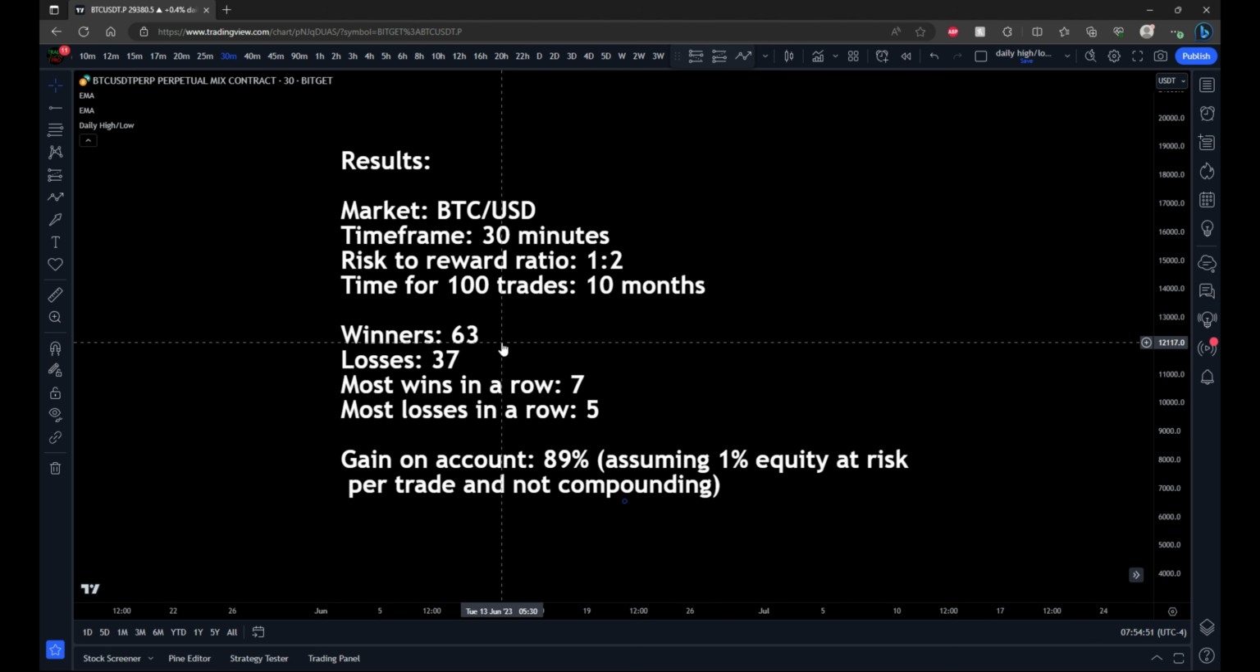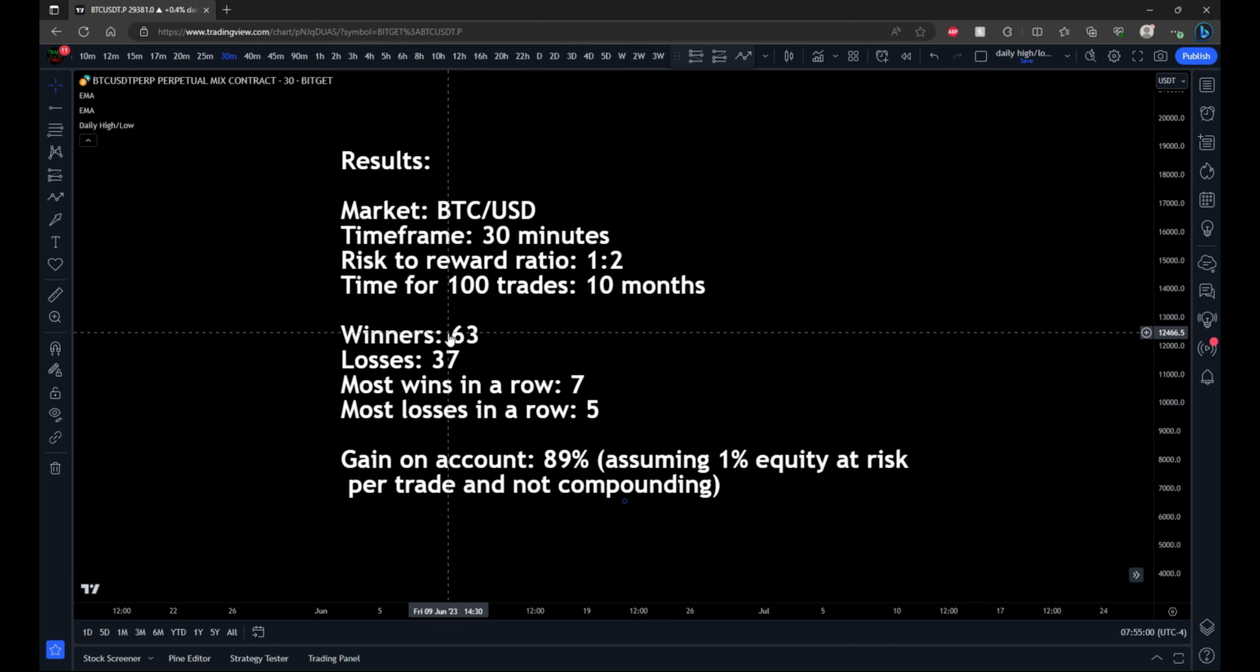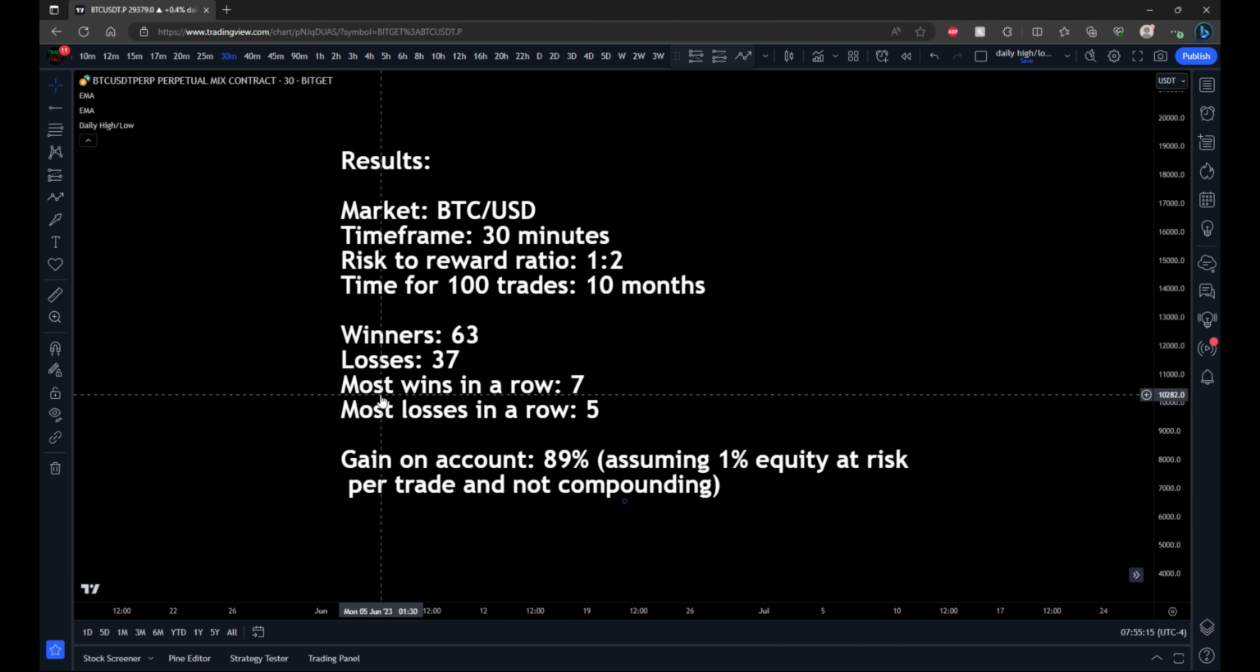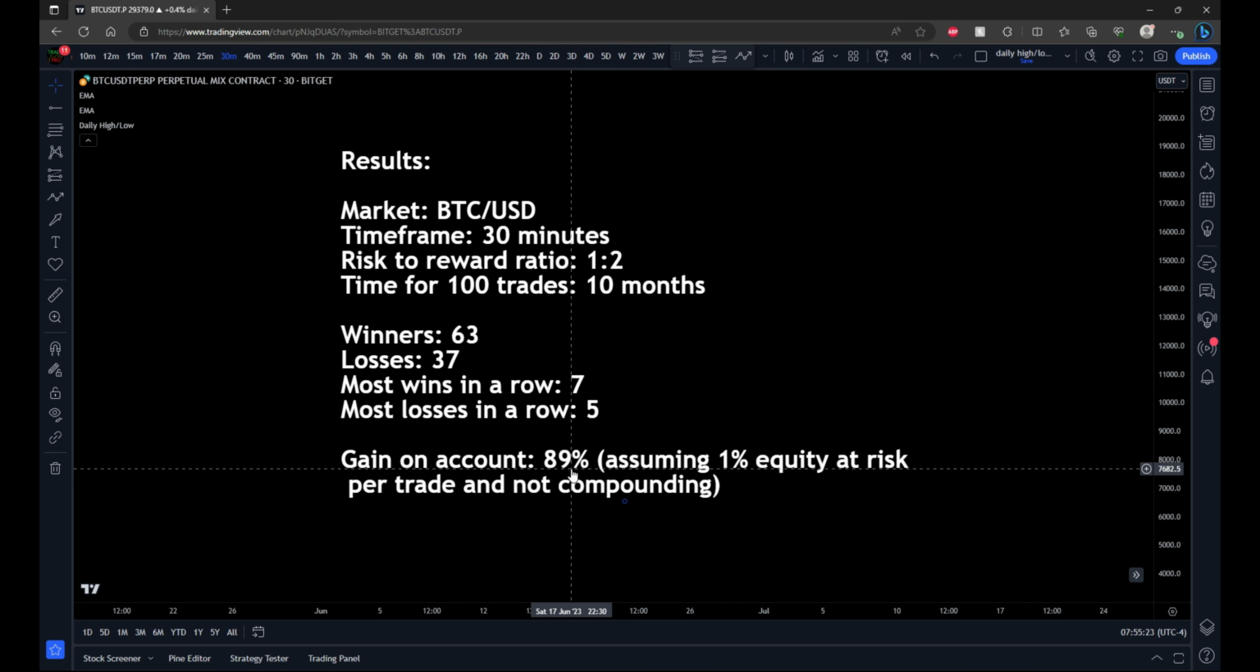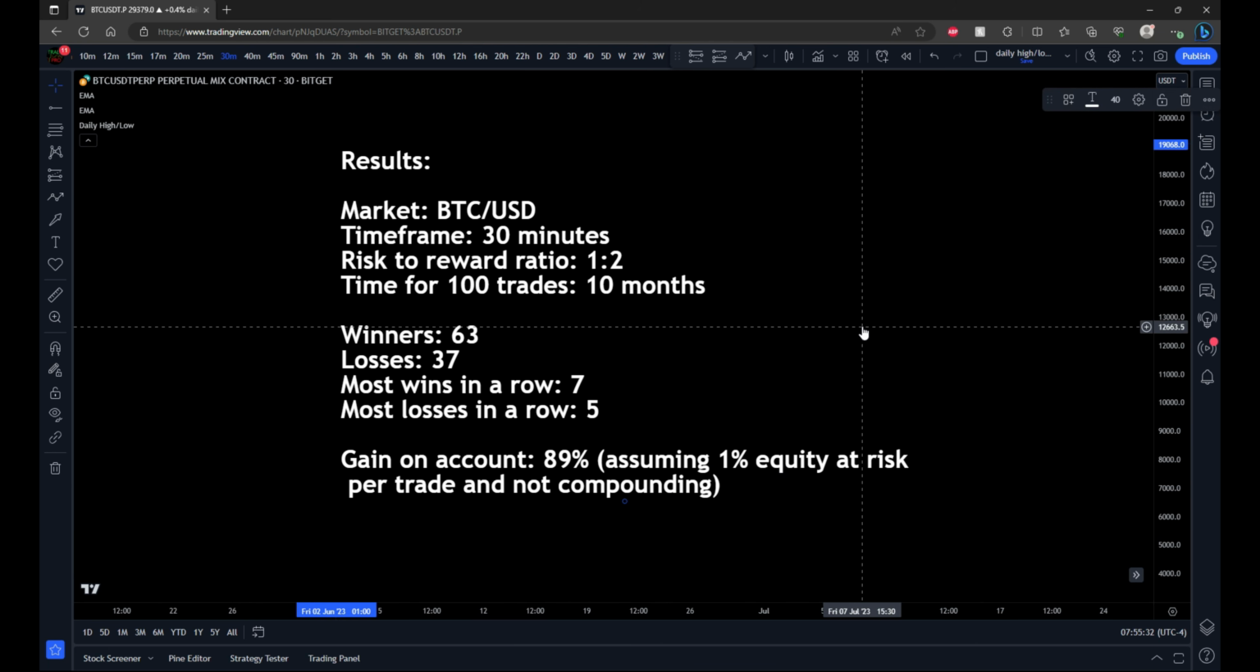That's kind of what I've been testing here. So it's not exactly a set in stone strict strategy with exact rules, but I determined 63 out of those 100 were easily exploitable with at least a 1 to 2 risk to reward ratio. There were 37 outright losses there that I determined were not easy to take advantage of and have at least a 1 to 2 risk to reward ratio on. So out of those 100, biggest winning streak was 7, biggest losing streak 5. And overall, gain on the account, 89%. So assuming a 1% risk of your equity per trade and not compounding. So this one did incredibly well.